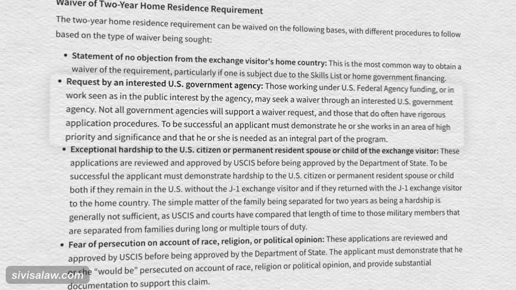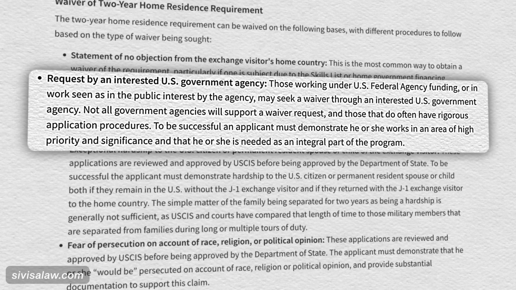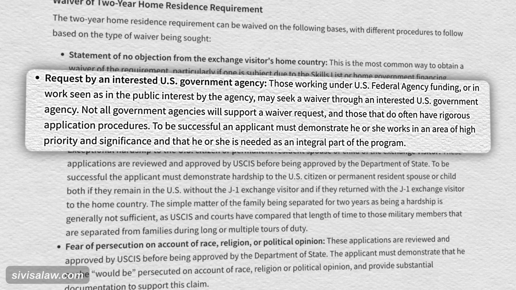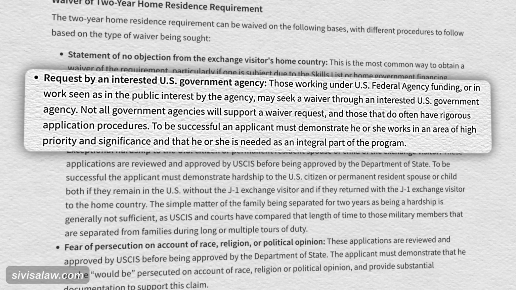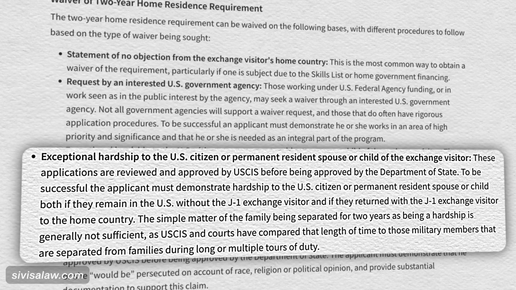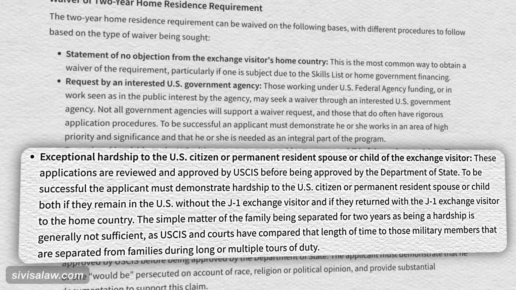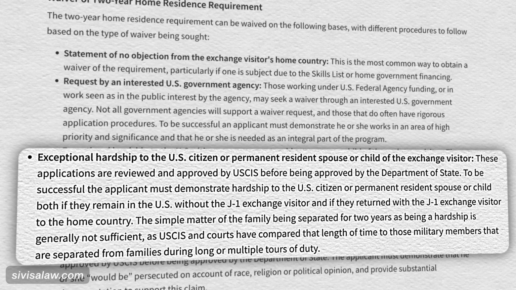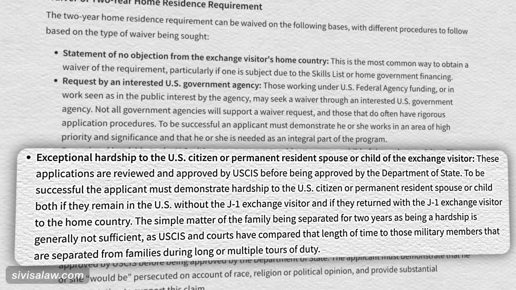Another option is a request from an interested US government agency. If you work in a role that's deemed crucial for the US public interest, you could seek a waiver through an interested government agency. And then there's the exceptional hardship waiver. That's where you have to show exceptional hardship to your US citizen spouse, lawful permanent resident spouse, or US citizen child or lawful permanent resident child. And we do many of these.